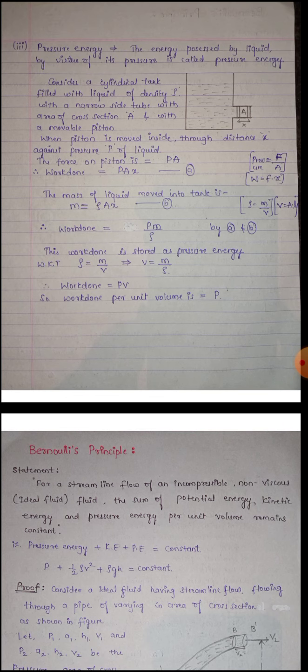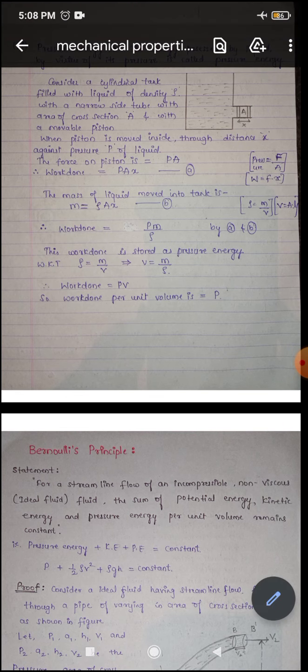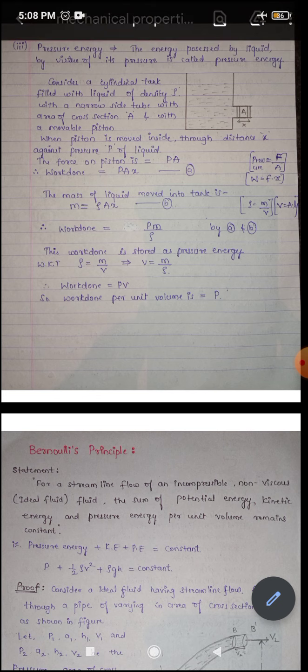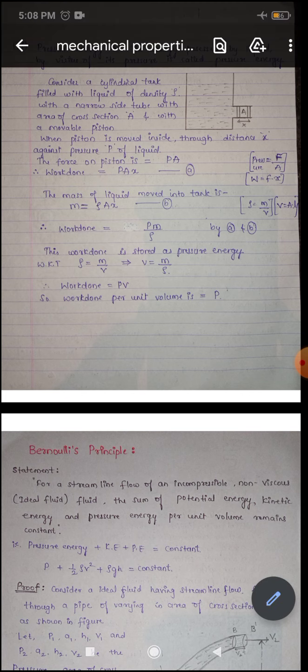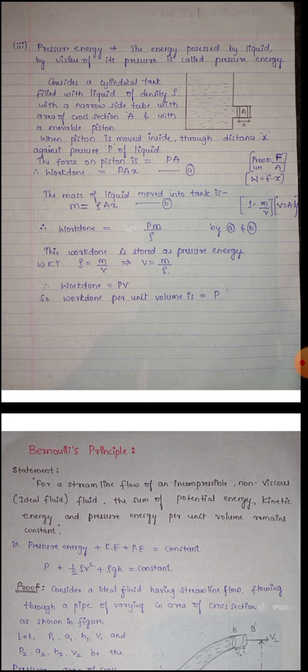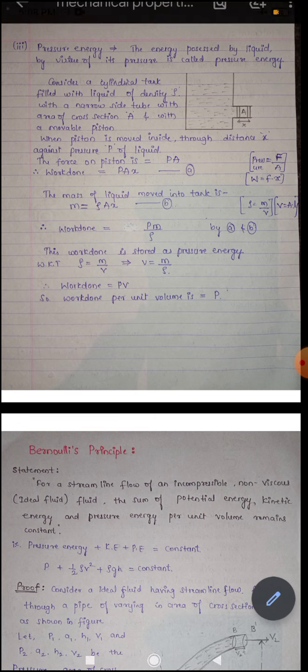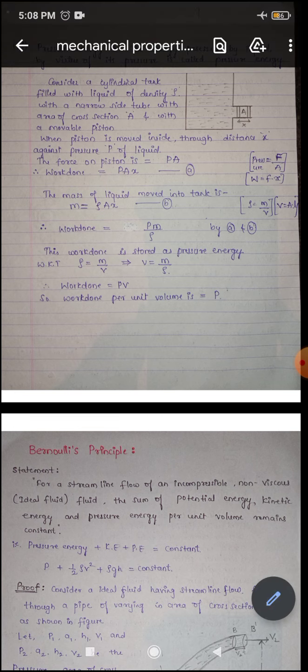We have applied certain pressure on that piston. So whatever liquid was there earlier in this position has moved inside the tank. What is the mass of that liquid which has moved inside the tank? That will be m = ρAx, because we know the density of the liquid.